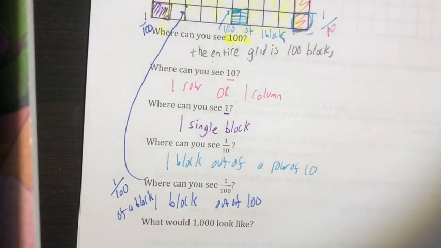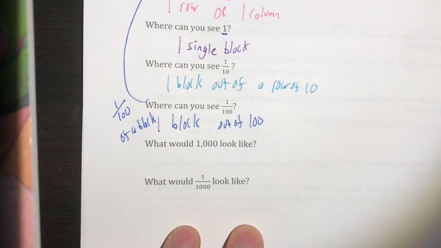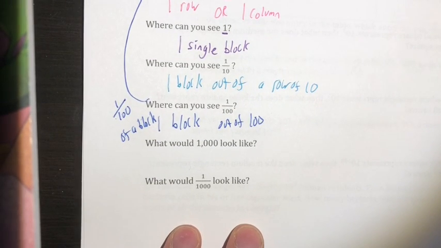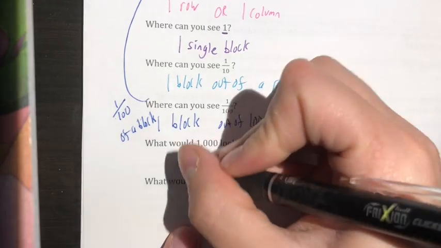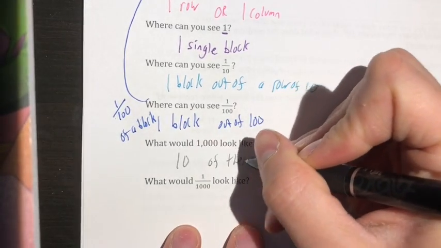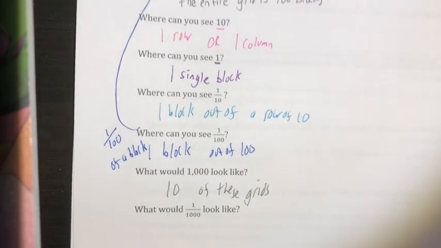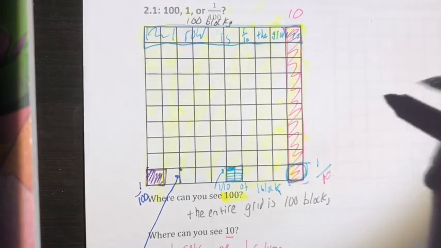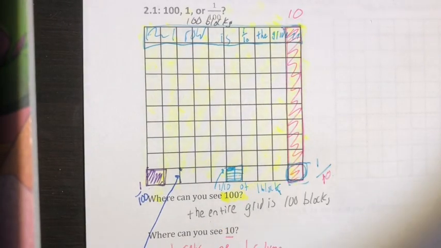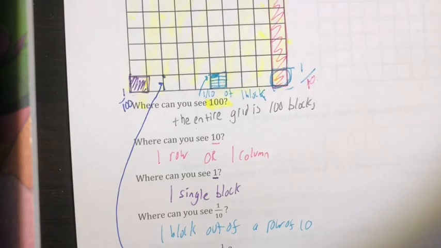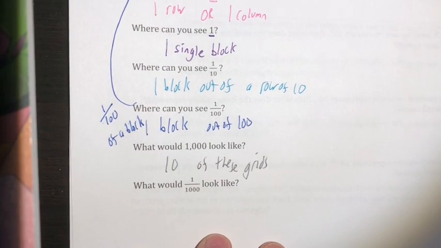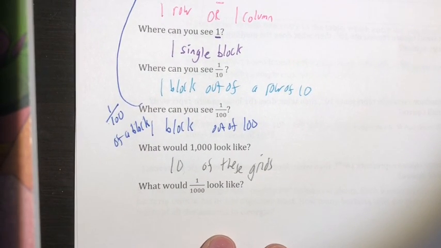Here's a nice visual exercise. What would 1,000 look like? Well, in my eyes, I think 1,000 would look like 10 of these grids. Right? You have 10 of those. So that's 100. 1,000 would be if I had 1, 2, 3, 4, 5, 6, 7, 8, 9, 10 of these grids. So that'd be just adds a 0, but man, that makes it a whole lot bigger, doesn't it?